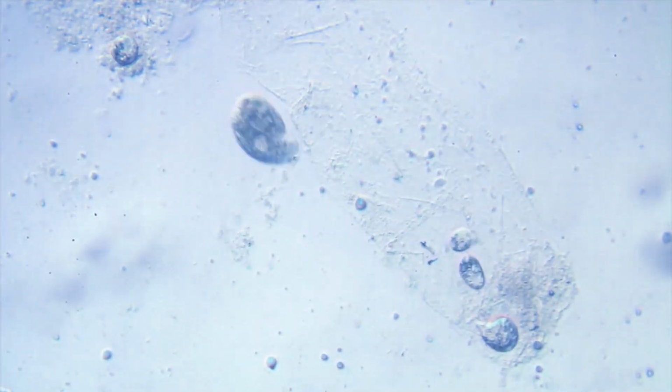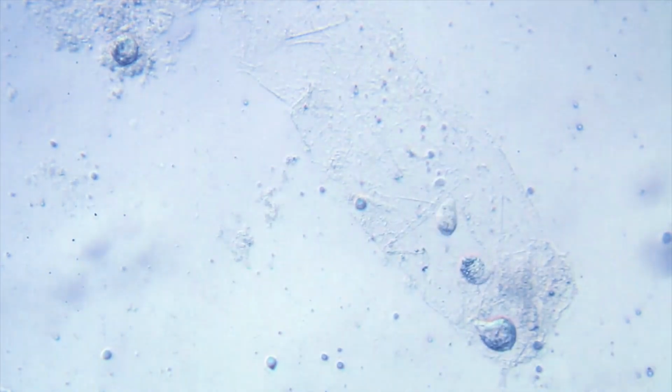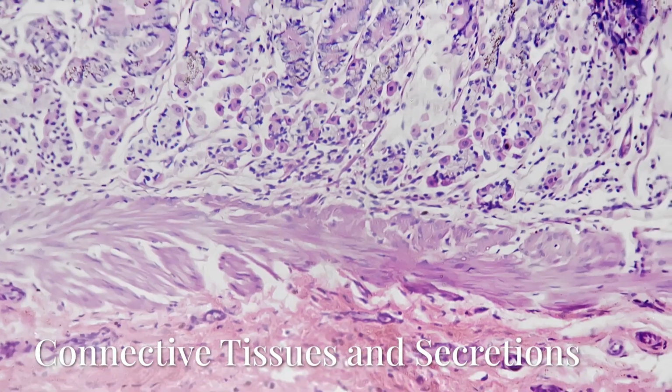2 other special types are pseudostratified columnar epithelium, which appears stratified but is actually a single layer of cells of different heights, and glandular epithelium, which forms the glands of the body.